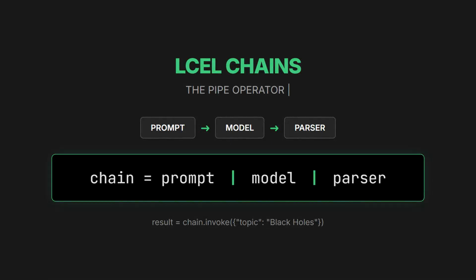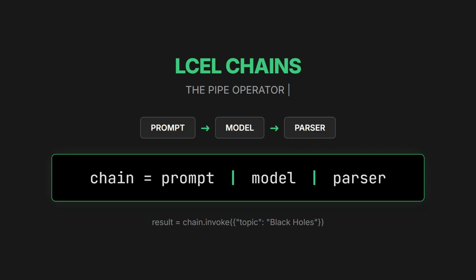This is where the magic happens. We have a prompt, a model, and a parser. How do we connect them? In standard Python, this would be messy, nested function calls. But with LCEL, LangChain Expression Language, we use the pipe operator, a pipe.